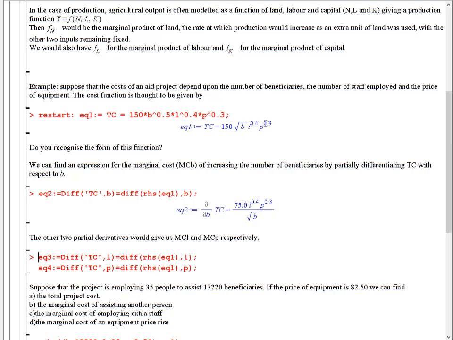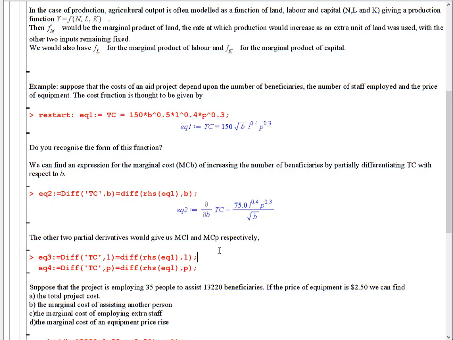So these things here are being fixed because we are taking the marginal cost of increasing beneficiaries. So we want to differentiate with respect to b. L and P are fixed numbers, so these things stay the same. Then you must multiply by 0.5 because square root of b means b power 0.5. So 0.5 multiplied by 150 is 75. And then b power half subtract 1 becomes b power negative half. So this here is b power negative half, or 1 divided by b to the power half, the square root of b.